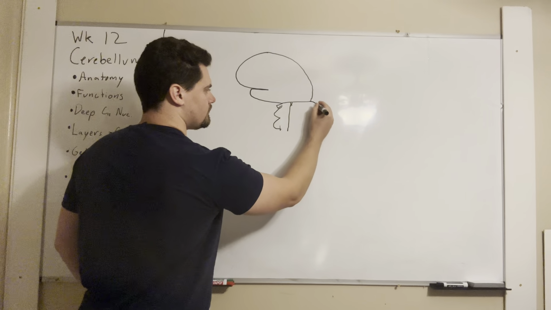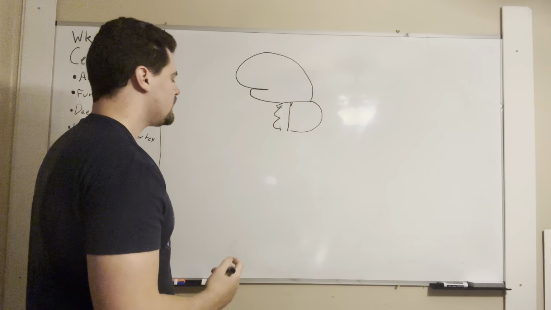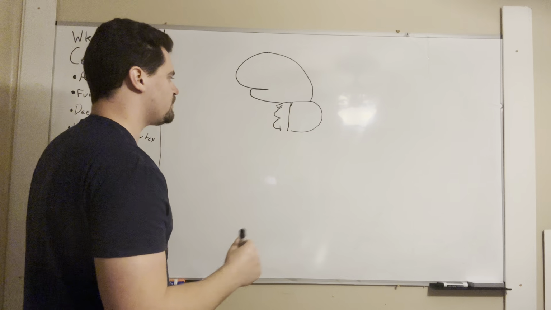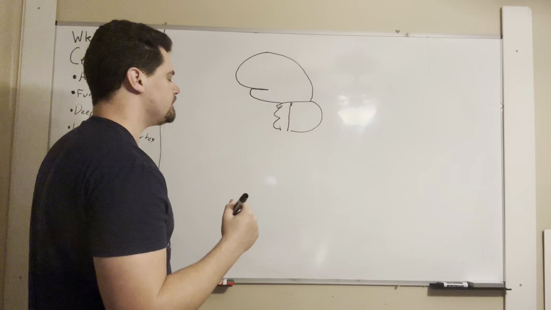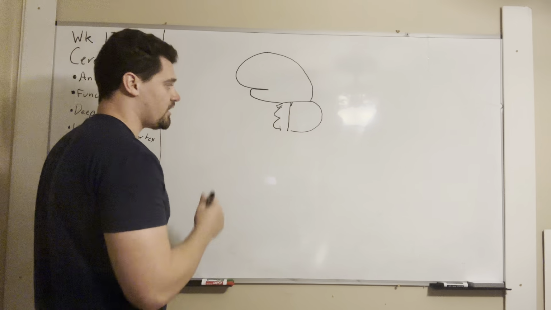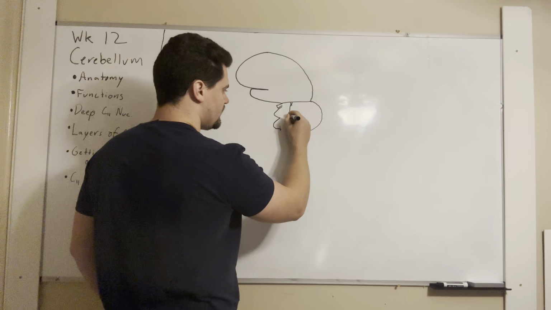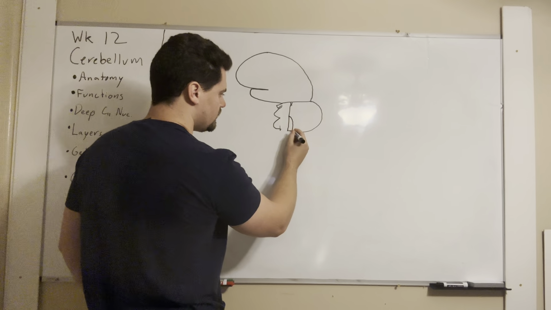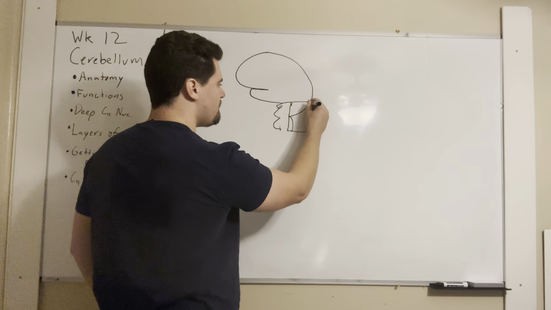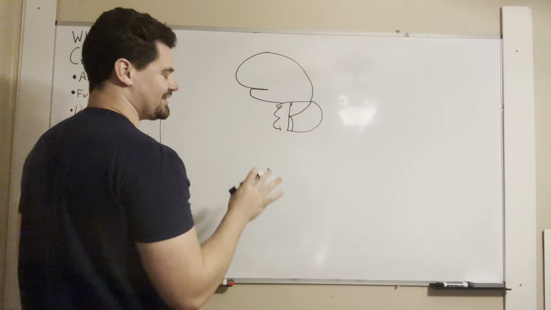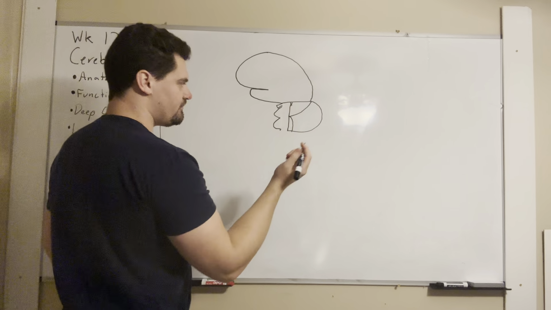But right back here is going to be our cerebellum. Now there's two different ways that we could split the cerebellum. We could split it anatomically, or we could split it functionally. So let's start off with anatomically. There's going to be a small lobe more towards the front, and then there's going to be a medium-sized lobe right here. So what fissures are these?